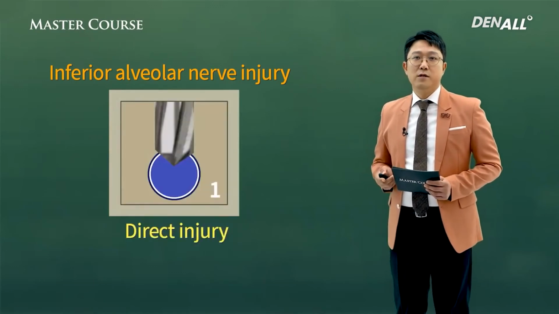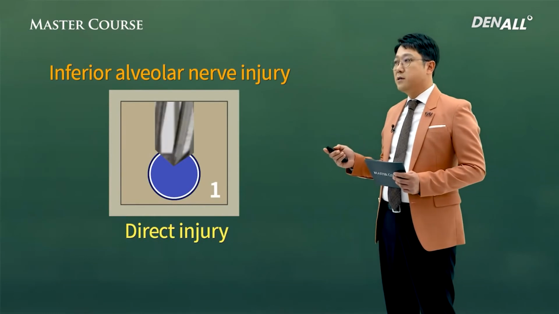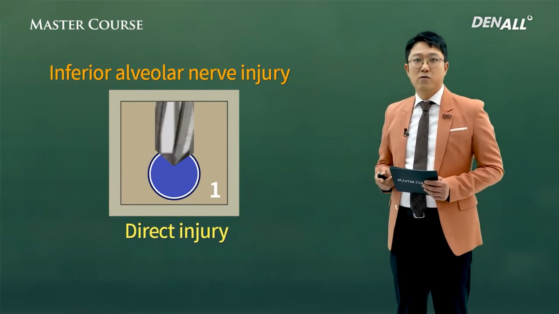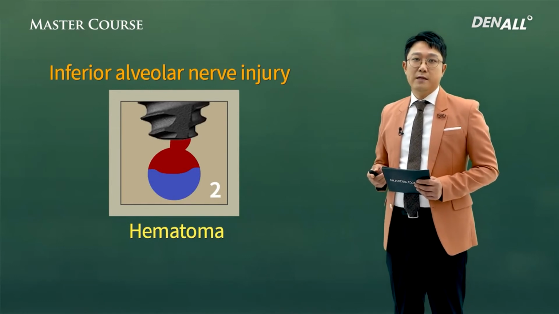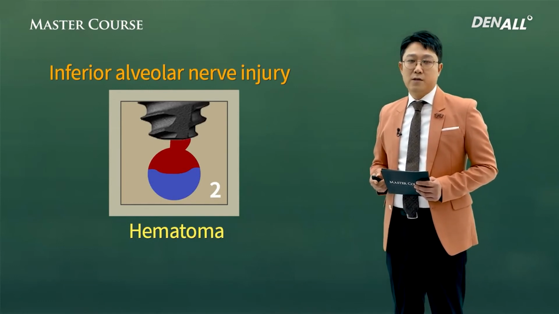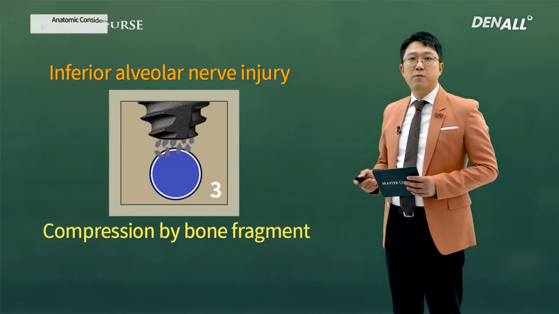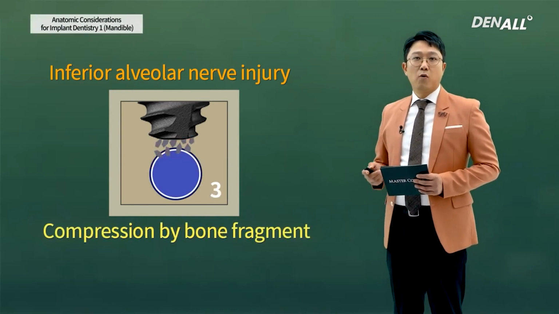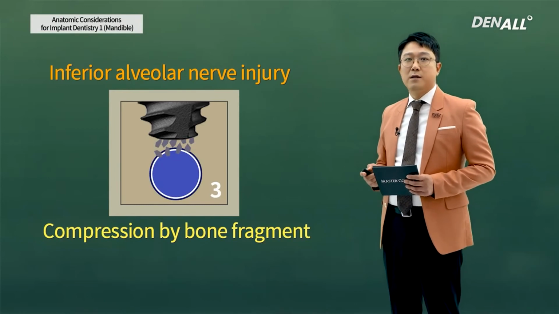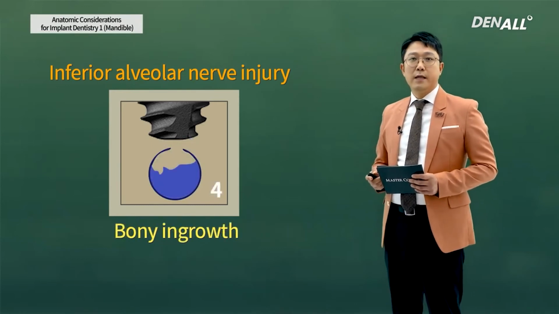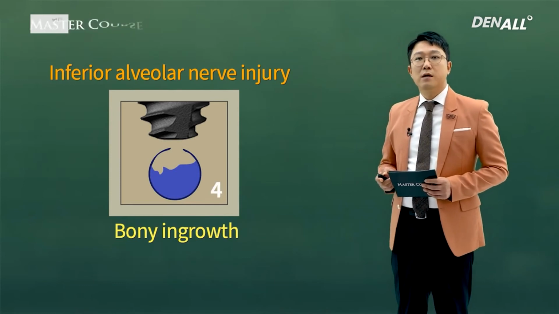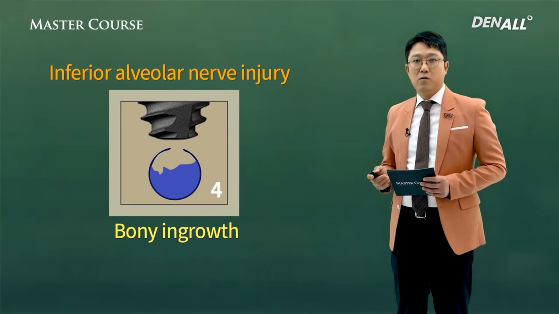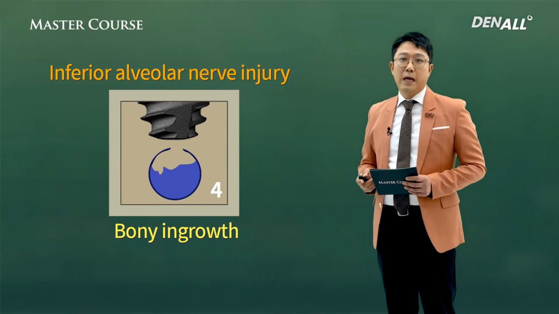The first reason, direct injury by drilling. Second, thrombosis over the nerve. The compression can cause the injury. Third, as the implant is placed, the bone fragments can compress the nerve. Fourth, it is rare, but the site heals and the bone grows over the nerve, and the compression from the bone can cause the injury.